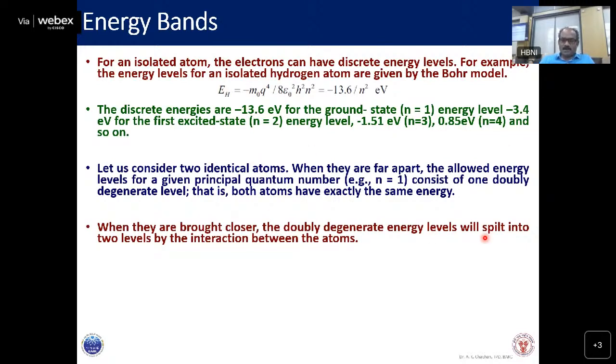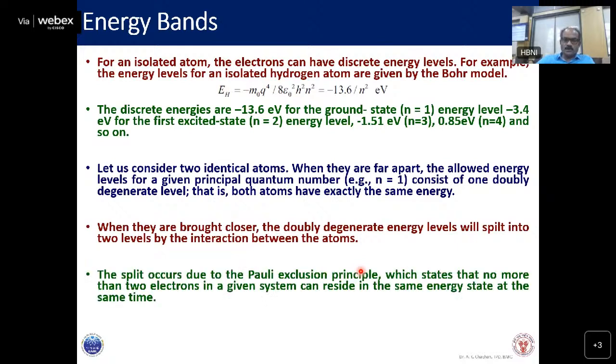But when we try to bring them together, when their wave functions overlap, the energy level will split into two levels. The split occurs due to the Pauli exclusion principle, which states that no more than two electrons in a given system can reside in the same energy state at the same time. So you will have a doubly degenerate system if you have two atoms.